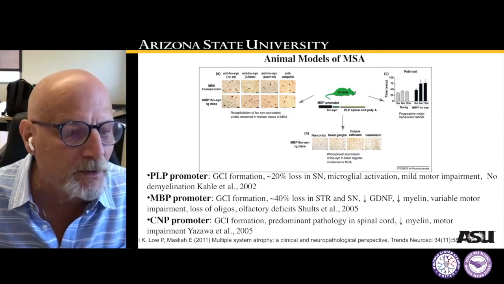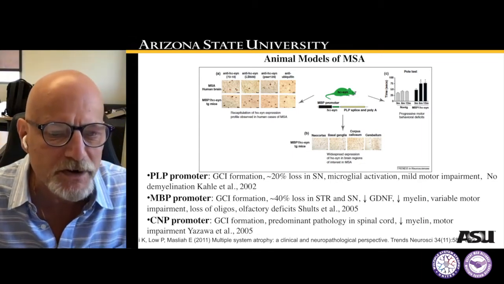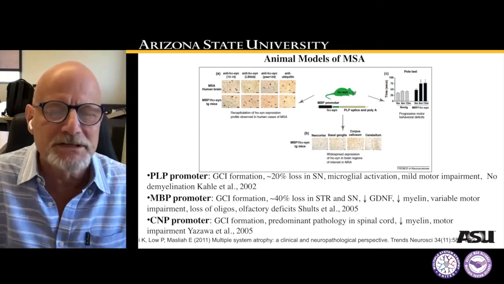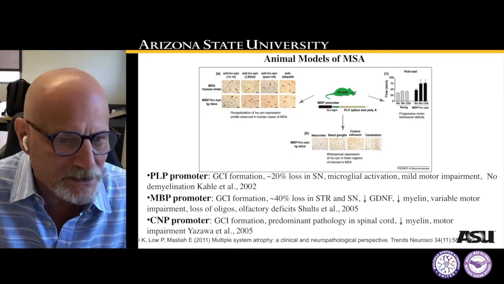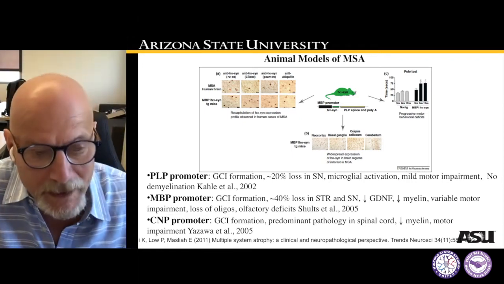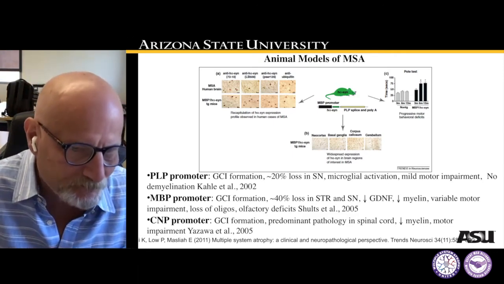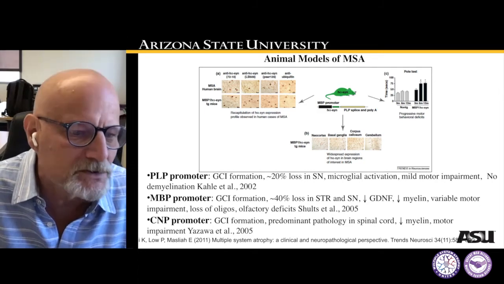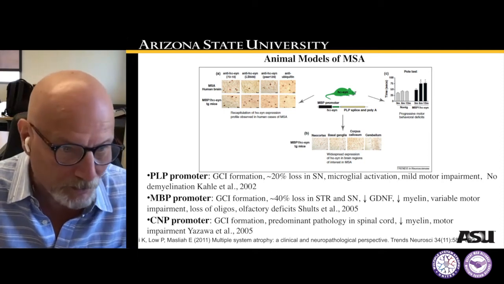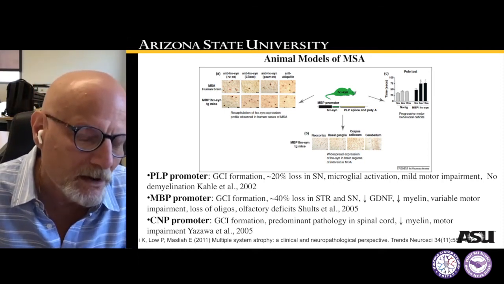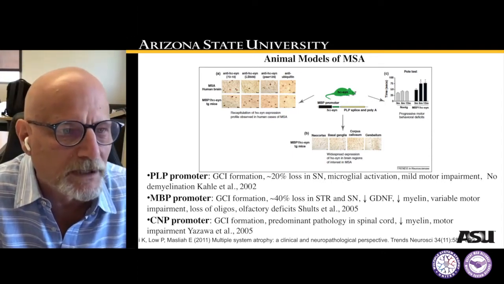There's the myelin basic protein promoter, where you get a little bit more GCI formation, about 40% loss in the striatum and nigra, decreases in GDNF, myelinopathy, and variable motor impairments. There's a loss of oligodendrocytes, which you don't see in MSA, and also olfactory deficits. And then there's the CNP promoter. And this really is not a very useful aspect for MSA, because the primary pathology is in the spinal cord, and that's where the motor impairment occurs, and that doesn't look very much like what is seen in human MSA.